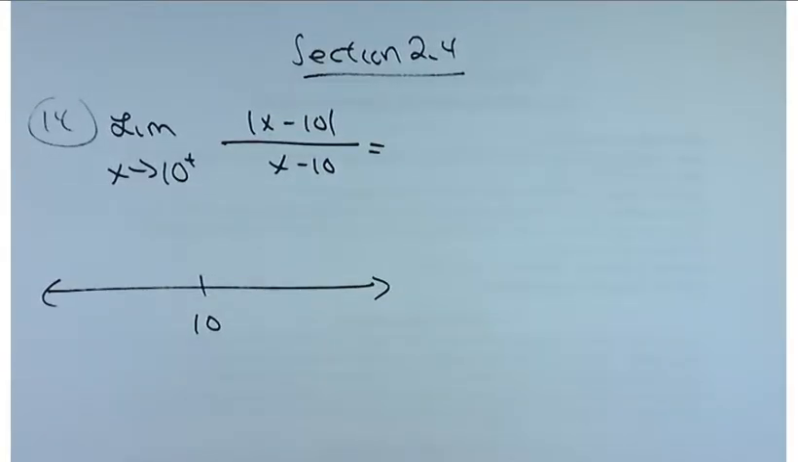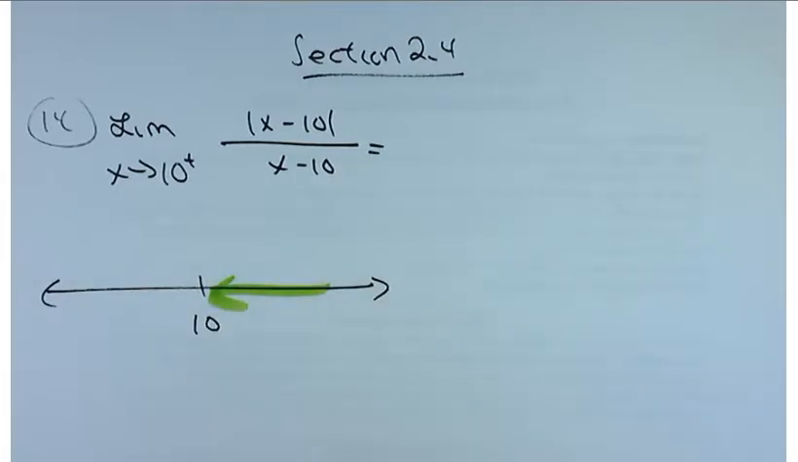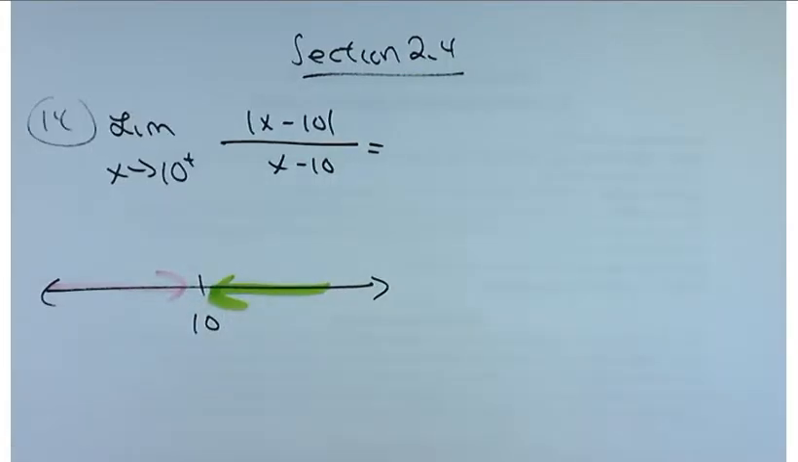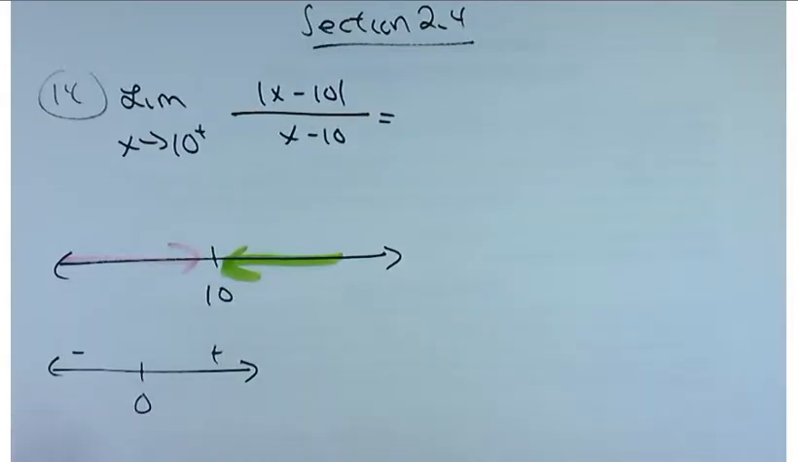There's two different directions that you can approach the number 10 from on the number line. You can approach it from the right or from the left. We call this the positive and negative sides, basically because if you were at 0, the positive side is going to be to the right and the negative side is going to be to the left. So approaching from the positive side means you're approaching from the right. Approaching from the negative side means you're approaching from the left. And sometimes that makes a difference.